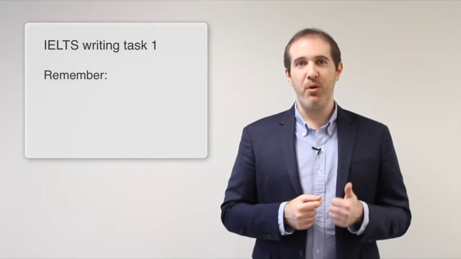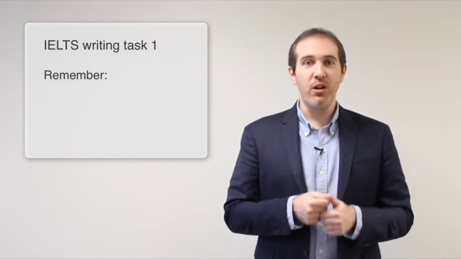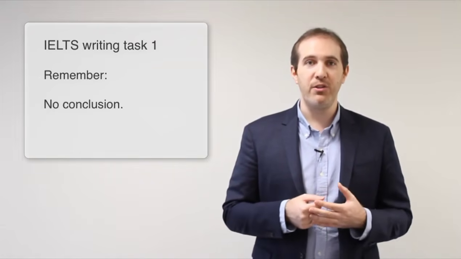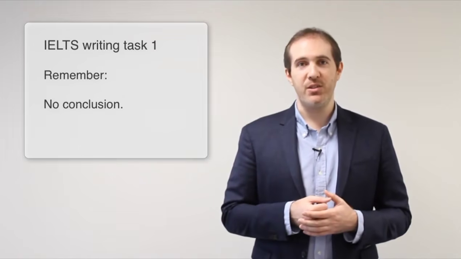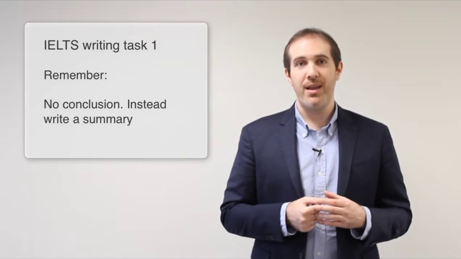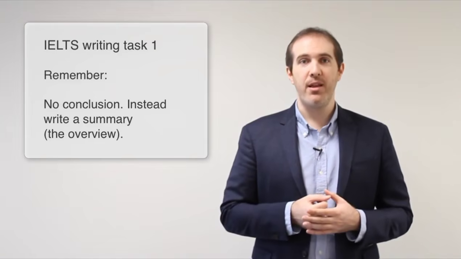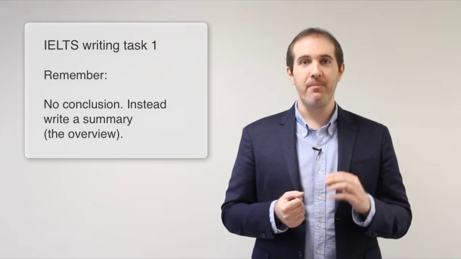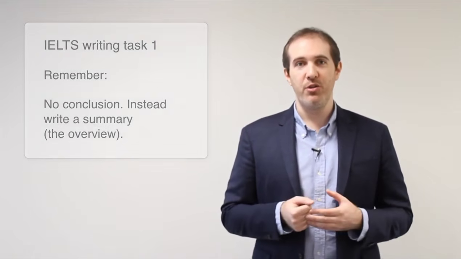And another important thing before we get going, I'll just say this now, no conclusion. Because a conclusion is like a final opinion, a final judgment. So we're never going to put a conclusion in Writing Task 1. You can put a summary in Writing Task 1. Examiners call this the overview, but it's the same as a summary. So if you want to put something general at the end of your essay in Writing Task 1, let's call it a summary and not a conclusion.